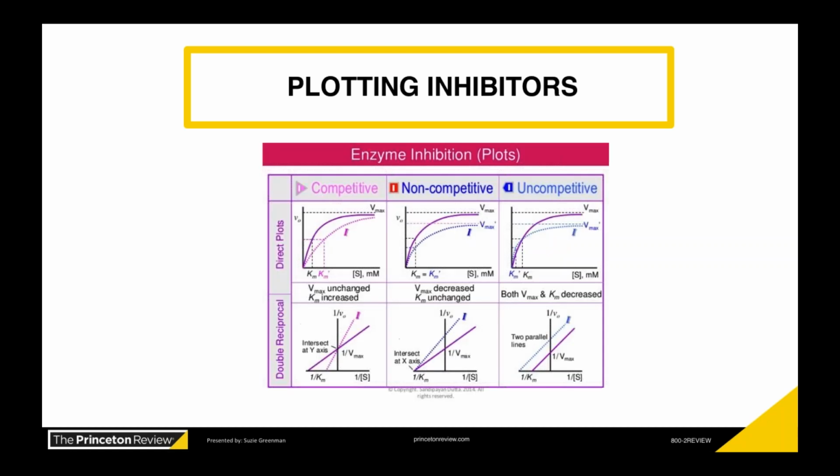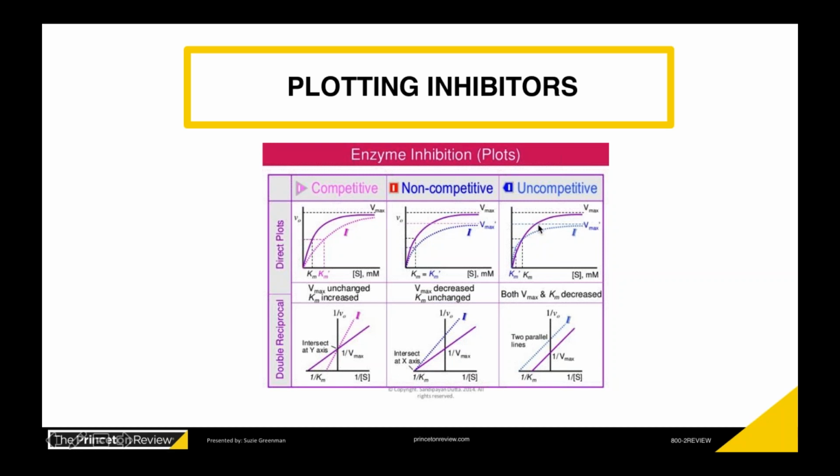So if we look at what that means, for a competitive inhibitor, remember you hit the Vmax, but your Km is going to increase. So your y-intercept would stay the same, but your x-intercept would get closer to the origin, right? For a non-competitive inhibitor, your Km stays the same, but your Vmax goes down. So your y-intercept would get further away from the origin, but your x-intercept would stay the same.